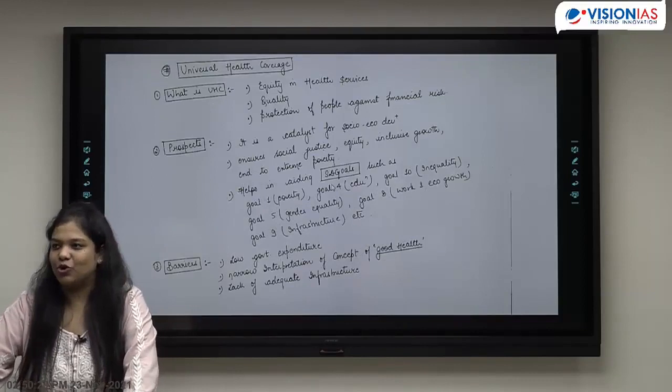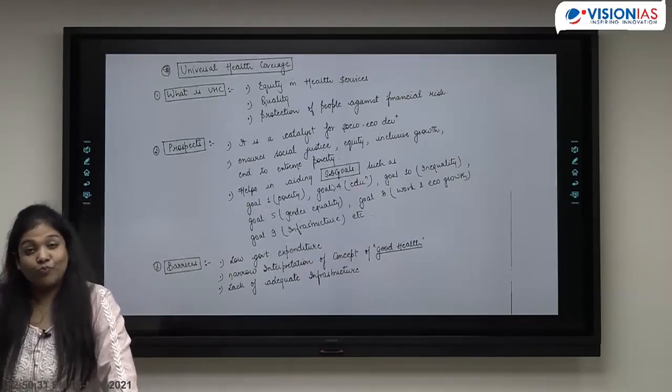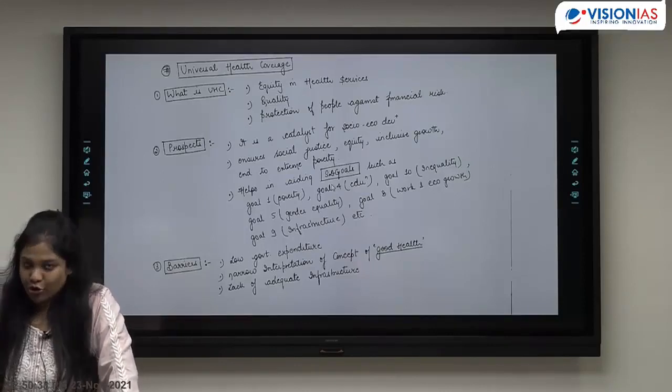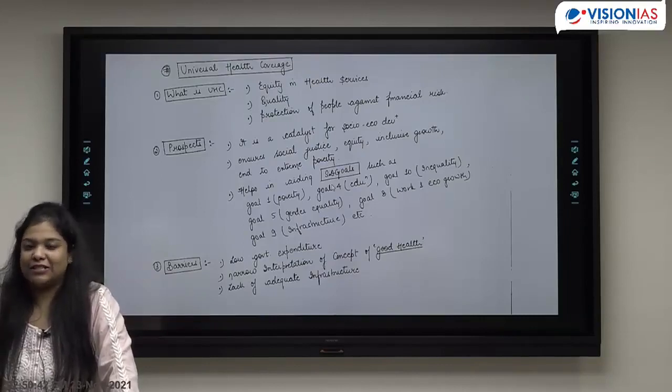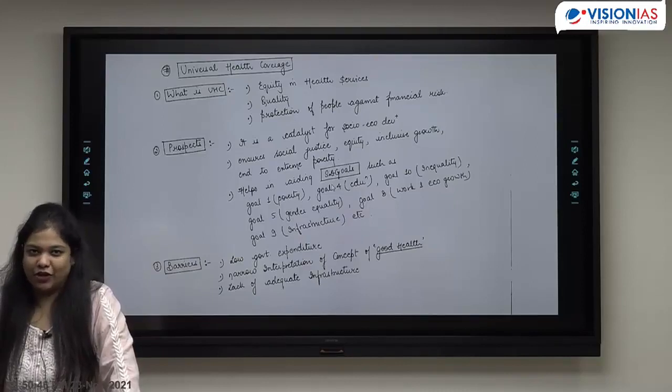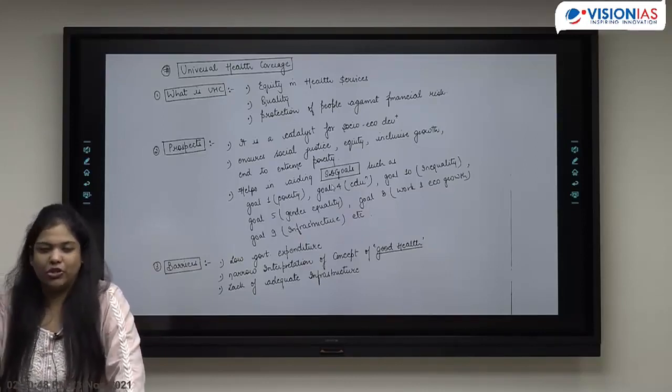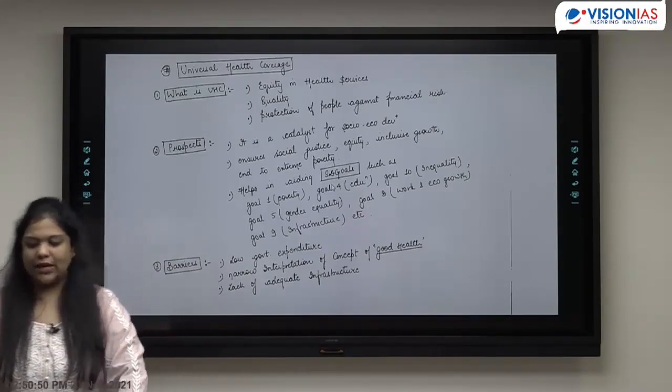Then there is a concept called universal health coverage. So you might get a question, universal health coverage, prospects, issues and challenges. You might get an essay topic, or you might get a question, what do you mean by universal health coverage? Briefly discuss the challenges in achieving universal health coverage and also suggest few measures. So you might get questions on these lines. Okay.